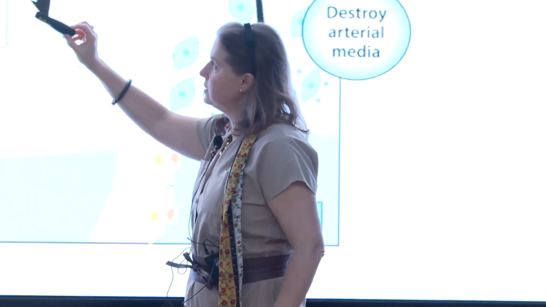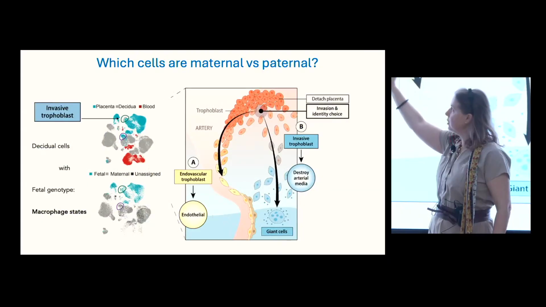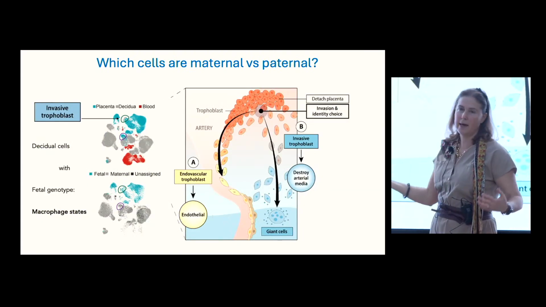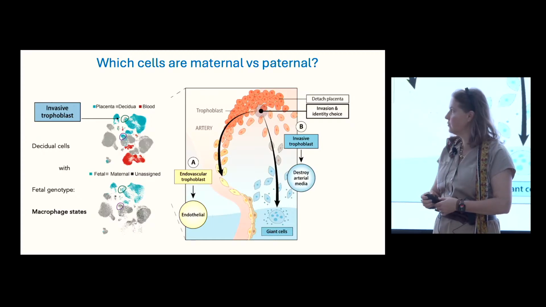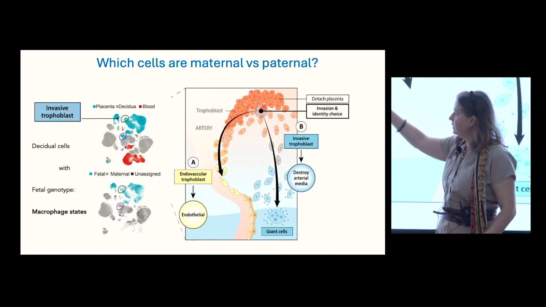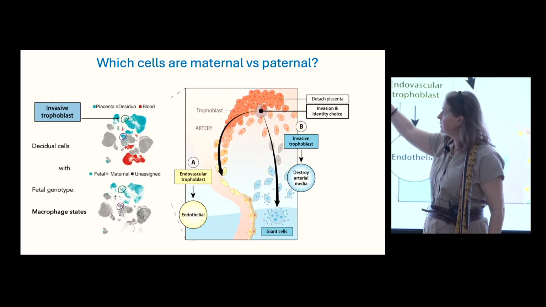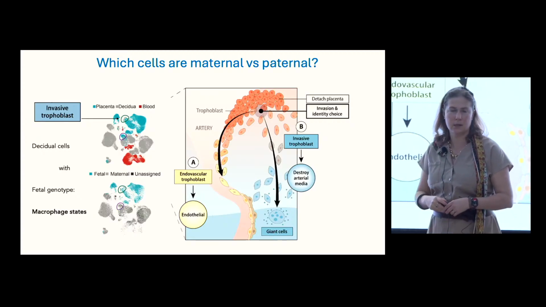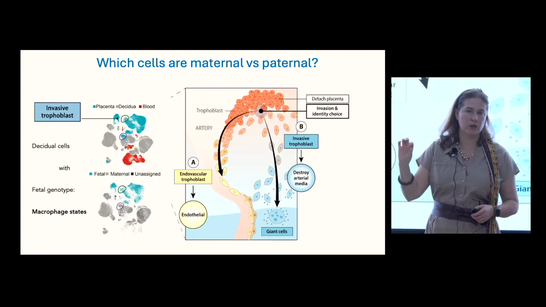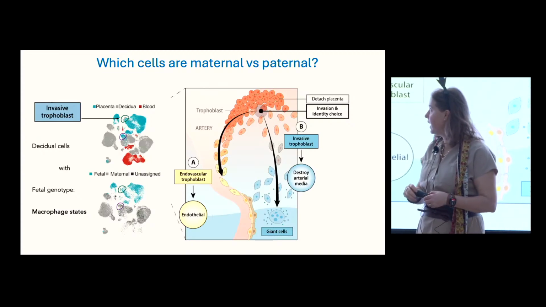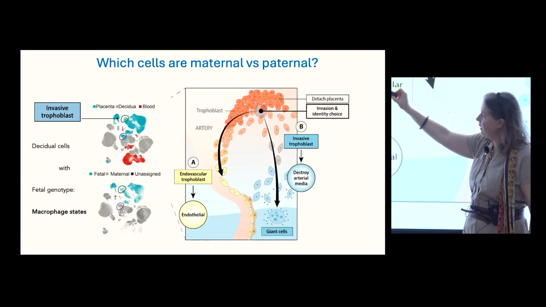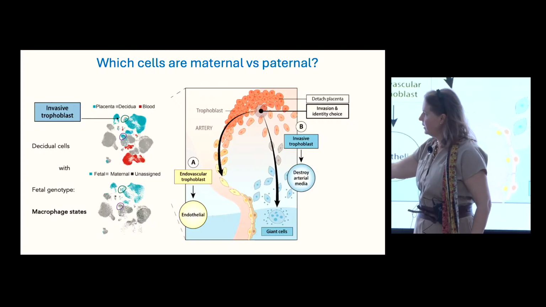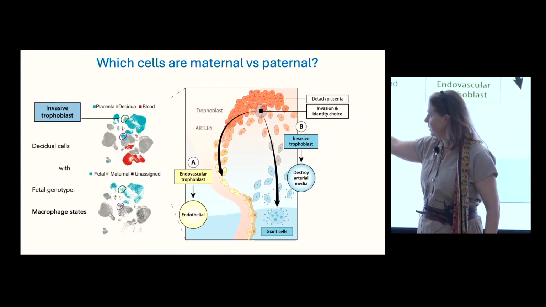Hanifa's group in Newcastle, we got ethical approval for also sampling maternal blood, and that allowed us to basically integrate the sequence from the blood and the fetal placenta and the decidua, which is in gray. We can then identify in an unbiased, sequence-driven way which are the maternal cells and which are the fetal cells. And that allowed us to identify macrophage states that are either decidual or fetal.